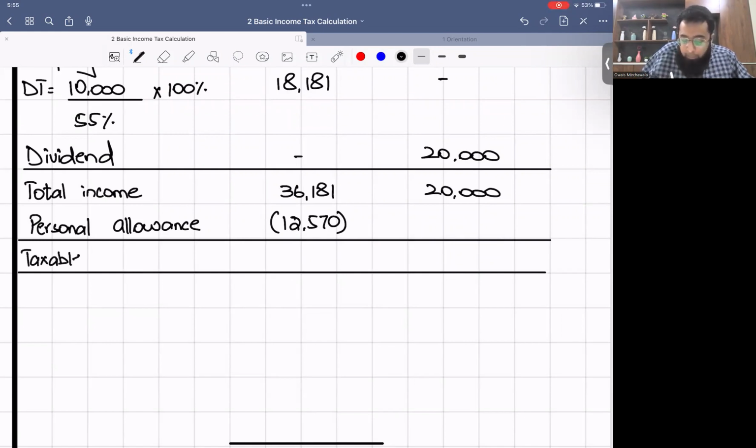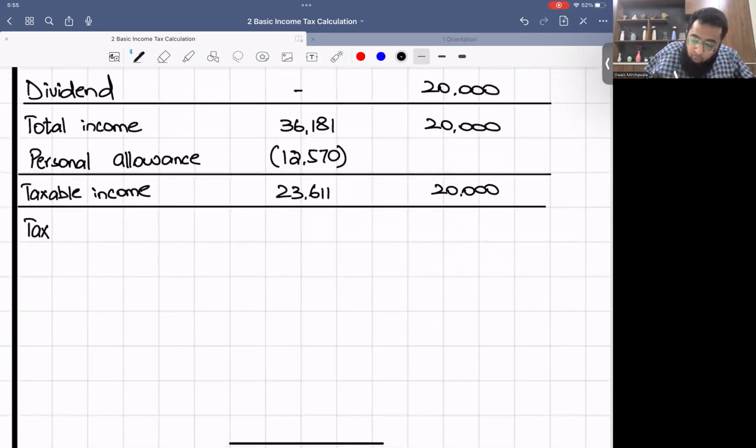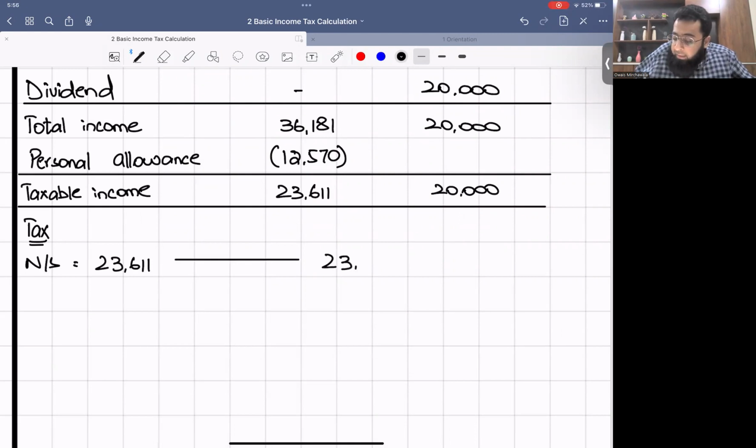Taxable income. Now, 36,181 minus 12,570. So it's 23,611 and this is 20,000. Let's charge tax on it. I want you all to concentrate. Non-saving income, 23,611. The basic rate band is still 37,700. So entire amount at basic rate band, 20%, 4,722. And then we have dividend, 20,000.